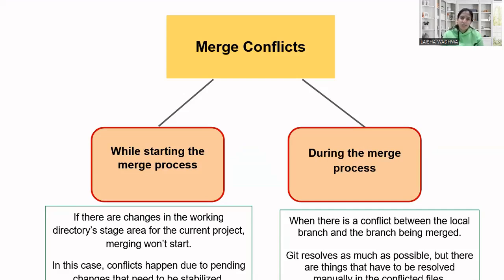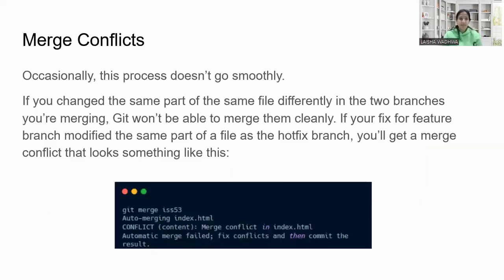Now, you can handle merge conflicts through the command line, and you can handle merge conflicts through the GitHub UI as well. We'll look at both of the ways in which you can do that. Now, Git naturally tries to resolve as much as possible, but things have to be manually resolved if there are conflicting files. Okay, so we know that occasionally there are chances when this process wouldn't go ahead so easily.